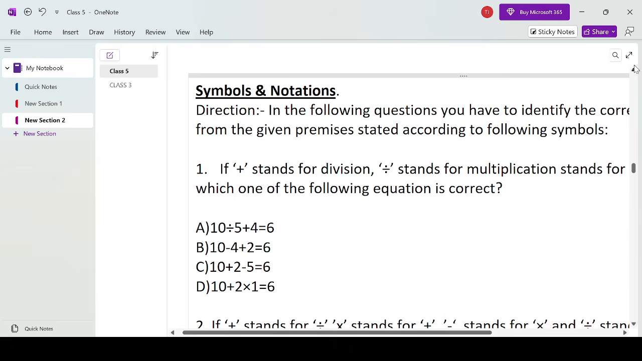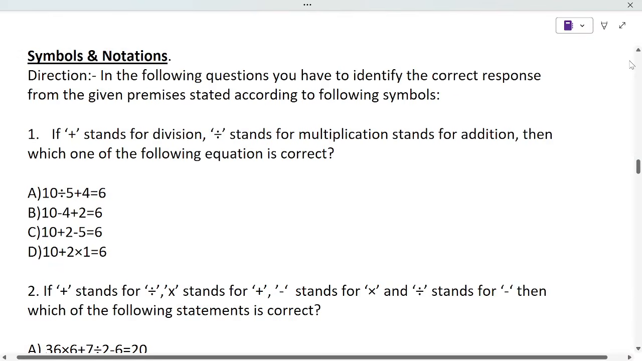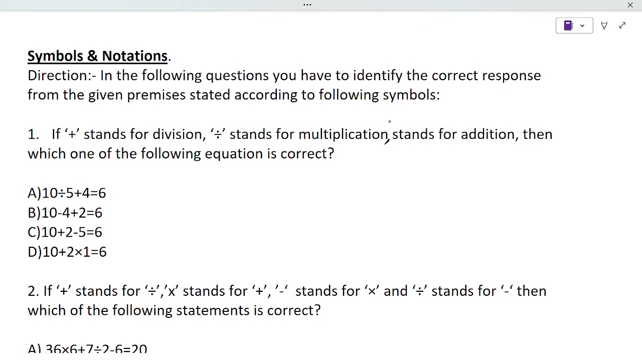Okay, so here the first question: if plus stands for division, division stands for multiplication, and multiplication stands for addition, then which of the following equations is correct? There are four options, A, B, C, D. We have to change plus into division, division into multiplication, and multiplication into addition. That's it. So let's check option number 4, D.